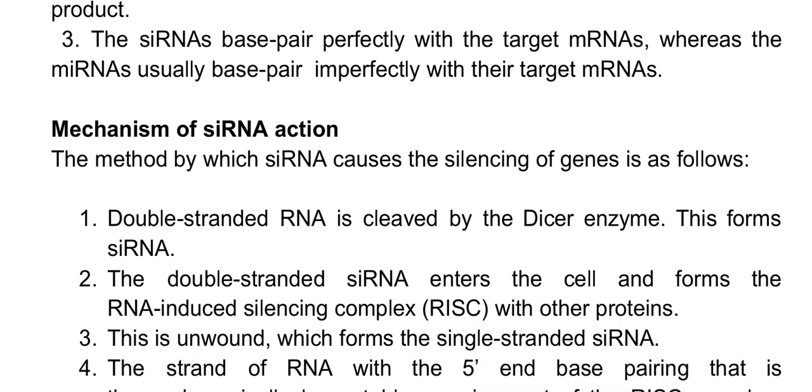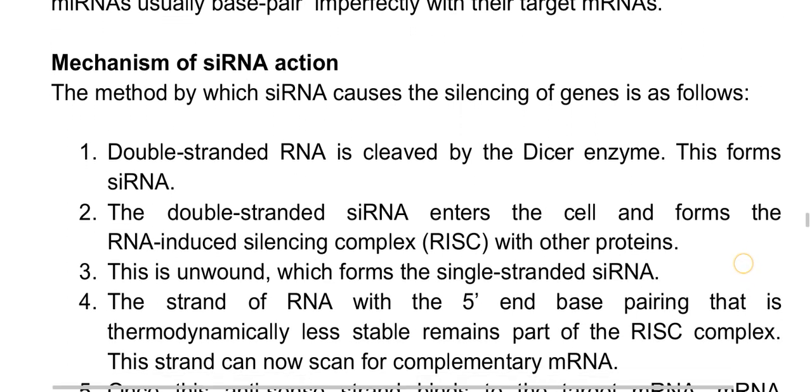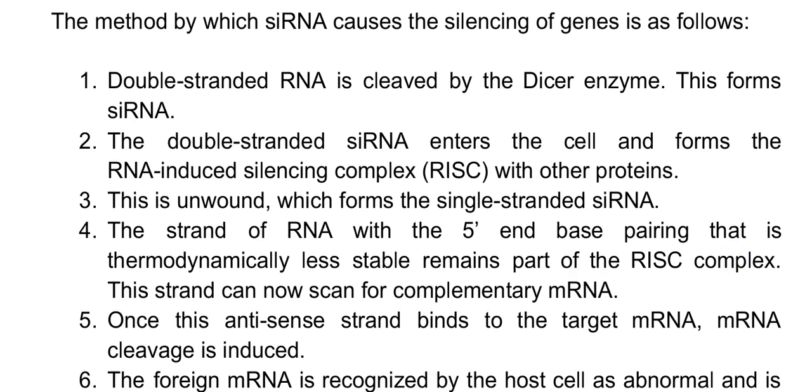Then the mechanism of siRNA action. The method by which siRNA causes the silencing of genes is as follows. Double-stranded RNA is cleaved by the Dicer enzyme. This forms siRNA. The double-stranded siRNA enters the cell and forms the RNA-induced silencing complex with other proteins, which is unwound, forming a single-stranded siRNA. The strand of RNA with the 5' end base pairing that is thermodynamically less stable remains part of the RISC complex.